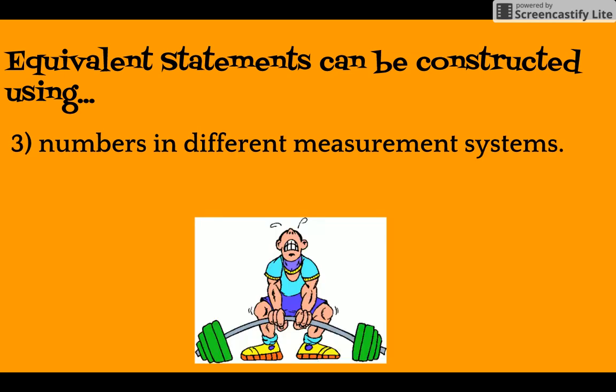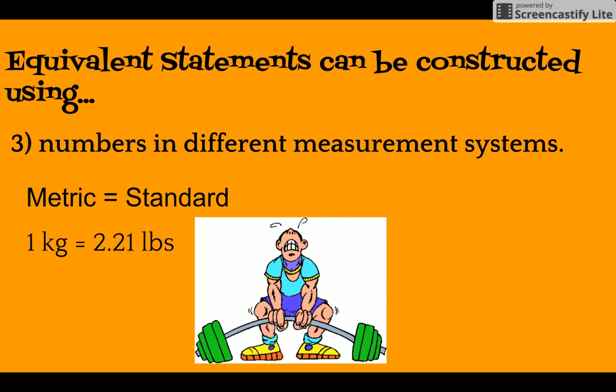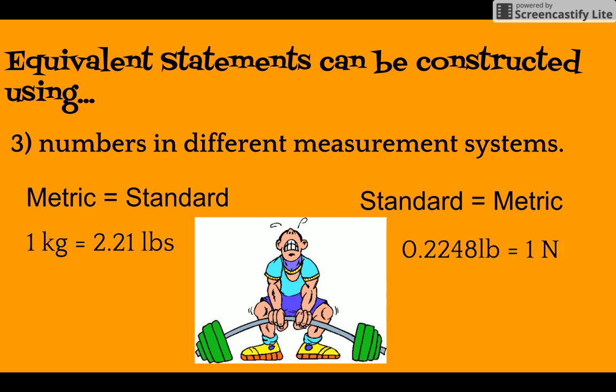The third way to construct equivalence statements is using numbers in different measurement systems. So you're going to compare the metric system to the standard and standard to the metric. If you convert metric to standard, for example, you could figure out that 1 kilogram equals 2.21 pounds. Or you could also do standard to metric. Another example, 0.2248 pounds equals 1 Newton. So you can make equivalence statements between different measurement systems.